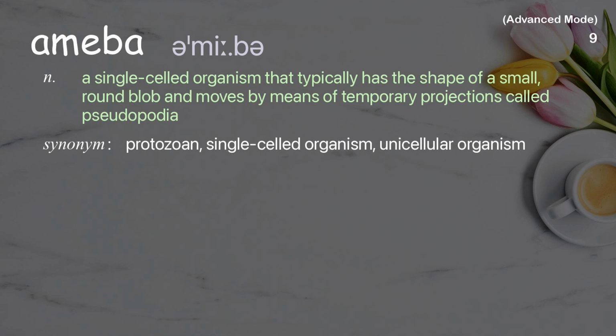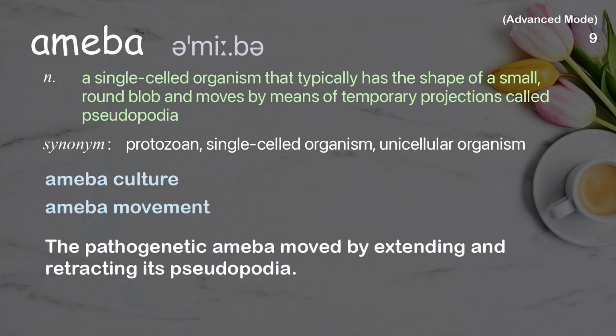Amoeba. A single-celled organism that typically has the shape of a small, round blob and moves by means of temporary projections called pseudopodia. Examples: Amoeba culture. Amoeba movement. The pathogenic amoeba moved by extending and retracting its pseudopodia.